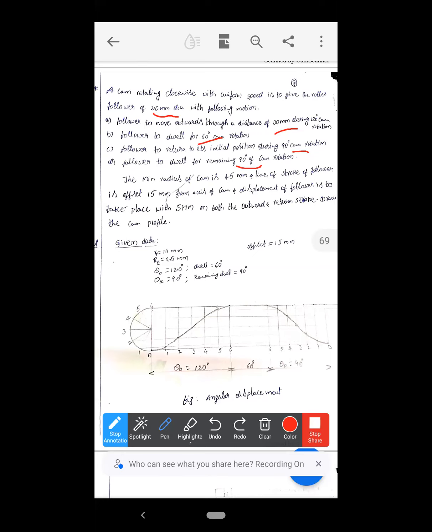The minimum radius of the cam is 45 mm and the line of stroke of the follower is offset 15 mm from the axis of the cam, and the displacement of the follower is to take place with SHM on both outward and return strokes. Draw the cam profile.